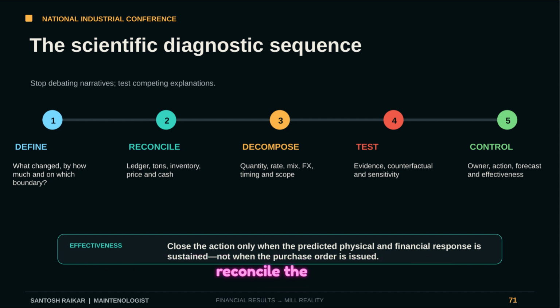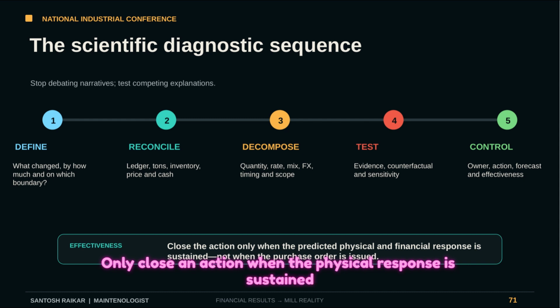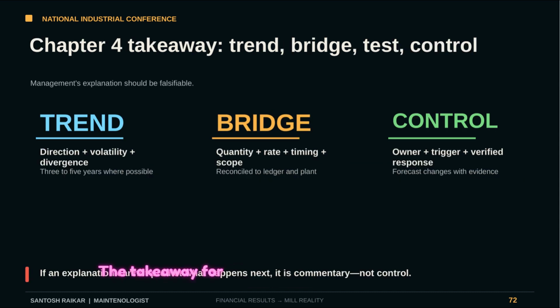Define what changed, reconcile the data, decompose the causes, test your theories, and then control the outcome. Only close in action when the physical response is sustained. The takeaway for Chapter 4: If your explanation for a result can't be tested or used to predict what happens next, it's just commentary. True control requires trends, bridges, and verified responses.